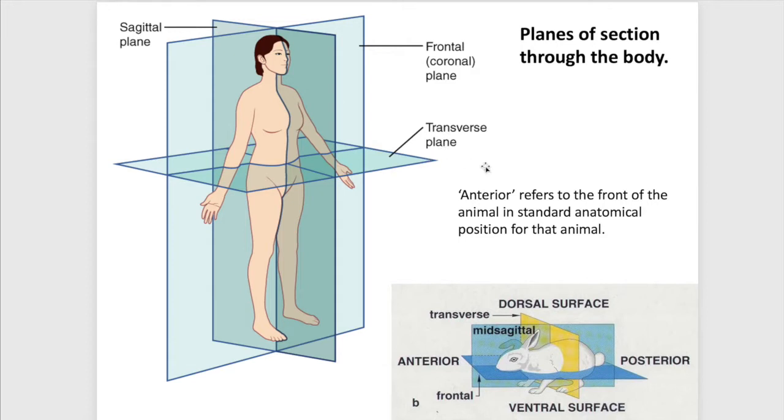Now, just as an aside, if you're dealing with a horizontal animal, anterior and posterior are towards the head and towards the tail of the animal. That sort of makes sense.